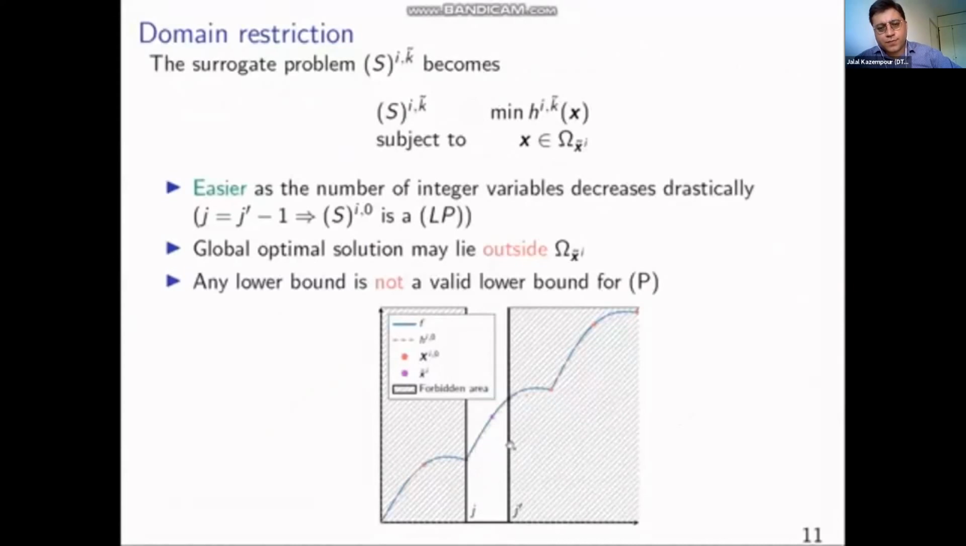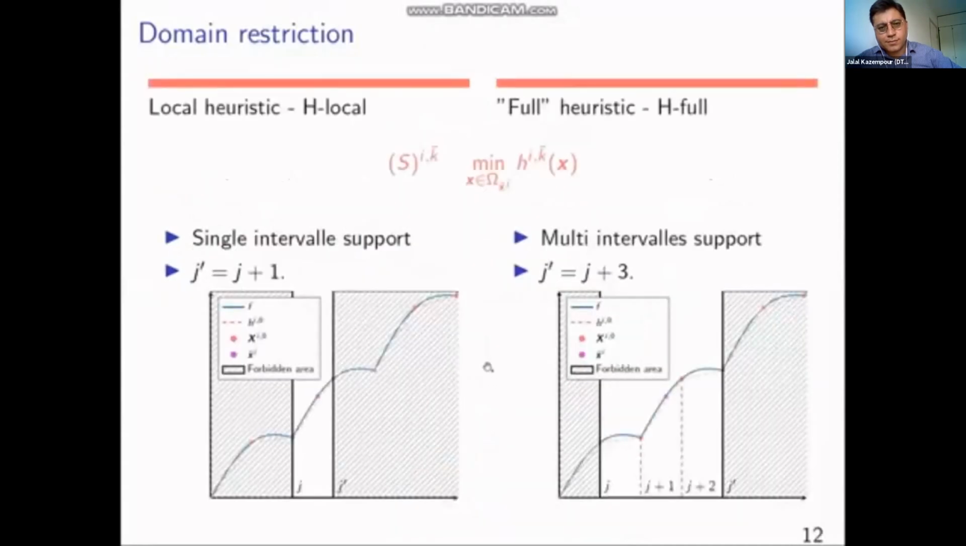For instance, here, in fact, I can define this domain without integer variables, and the problem becomes a very easy LP. But of course, the global solution may lie outside the allowable area, and the lower bound will not be a valid lower bound for the true problem. In fact, I will consider two different flavors of the heuristic. The first one only limits to one segment, and here we have a multi-intervals support with up to 3 intervals.